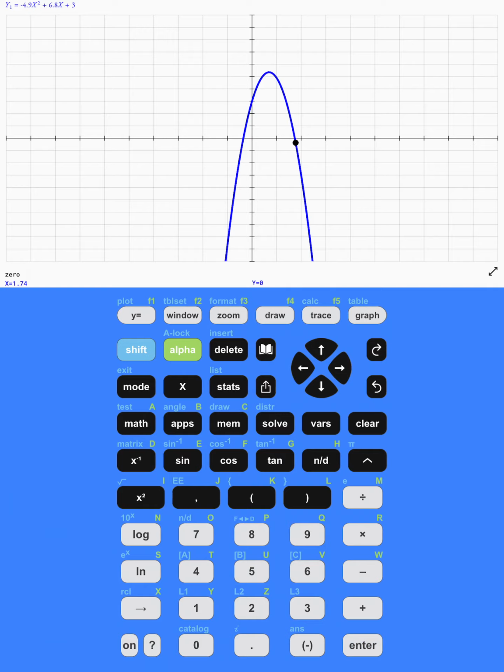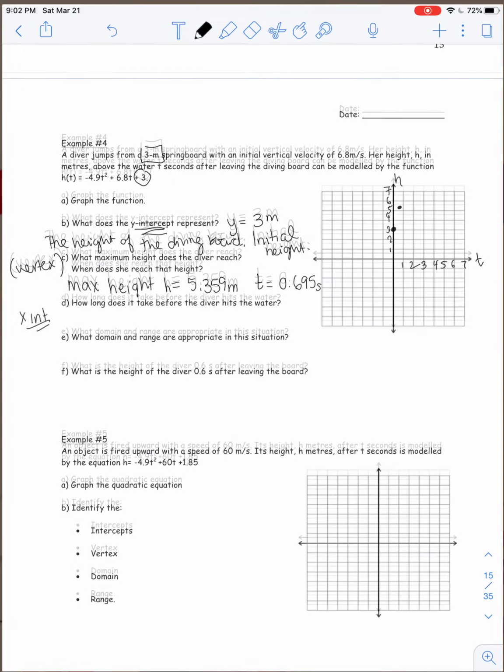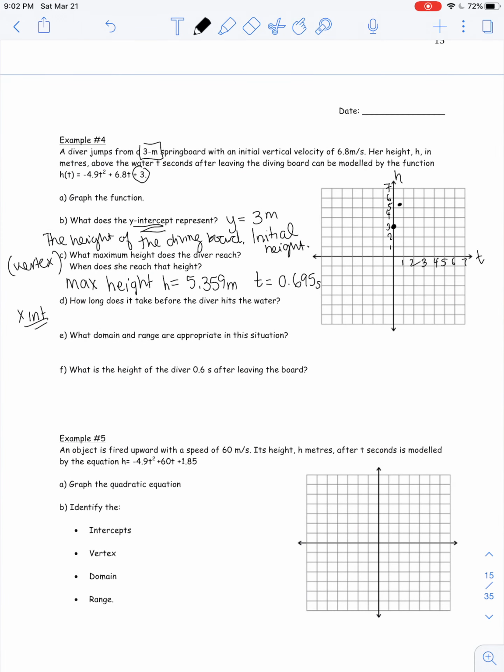So in my case, I have a 0, which is an x-intercept at 1.74, and the y-coordinate is 0. So 1.74. So that's how long it will take for the diver to reach the water, 1.74 seconds. So we will actually call this our t-intercept for it to match our letters. And now we can plot that.